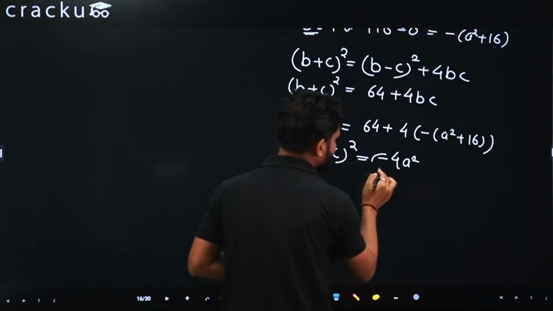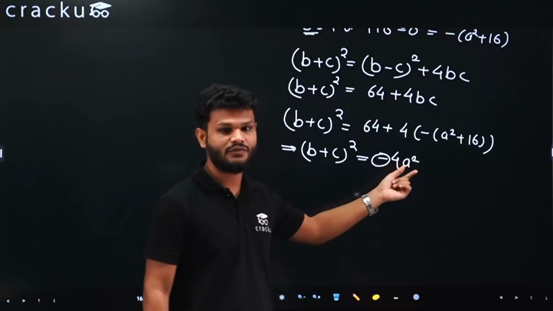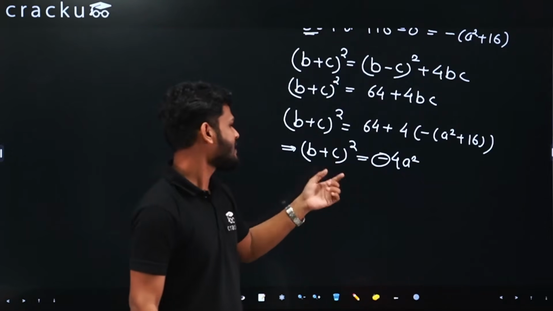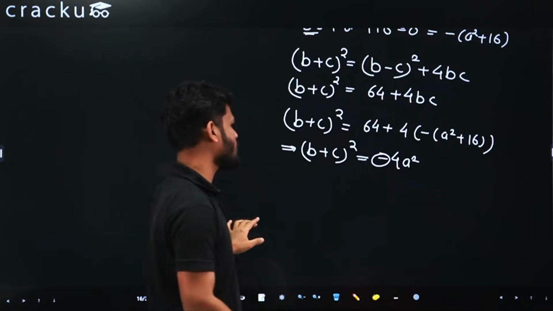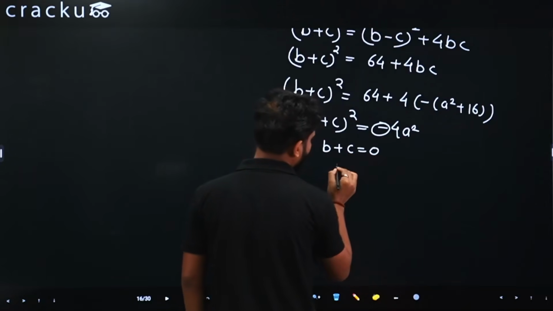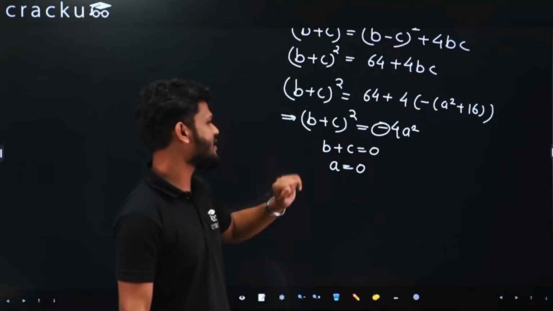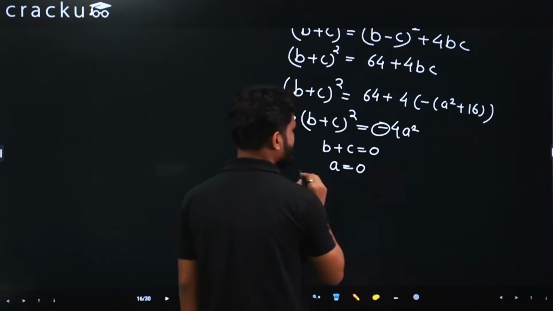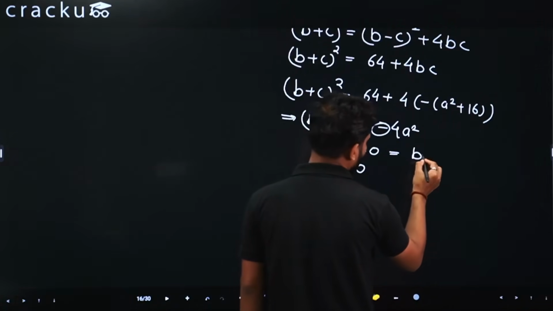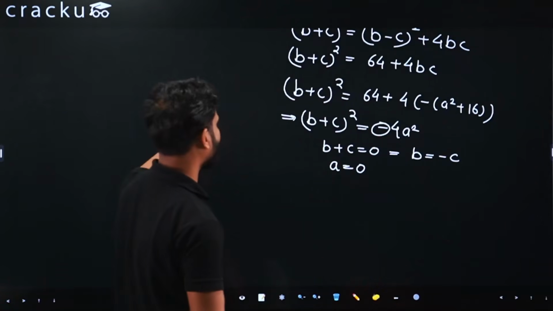Here a minus is there. It means that this square is the negative of another square, which is not possible, right? Hence, to make this condition true, B plus C is equal to 0 and A is equal to 0. Only at these values will this condition be true. So A is equal to 0 and B is equal to minus C, right? So B is equal to minus C.